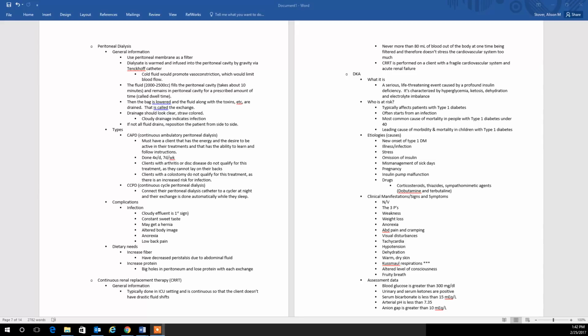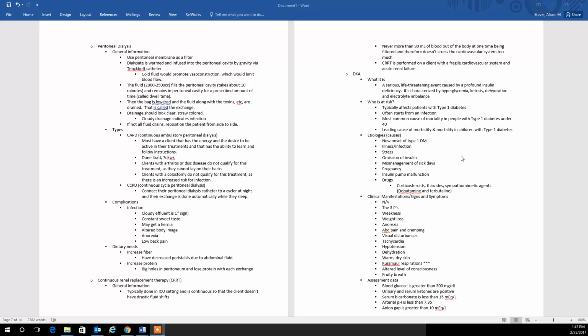Another cause could be illness or infection, stress. Maybe a patient forgot to take their insulin. Pregnancy could be a cause. Maybe the patient has an insulin pump that's malfunctioned, or certain medications. Signs and symptoms: you'll see nausea, vomiting, the 3 Ps, which are polyuria, polyphagia, polydipsia, weakness, weight loss, anorexia, abdominal pain, cramping, tachycardia, Kussmaul respirations, and fruity breath.